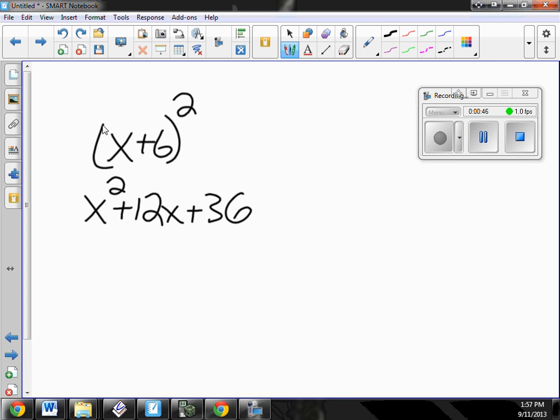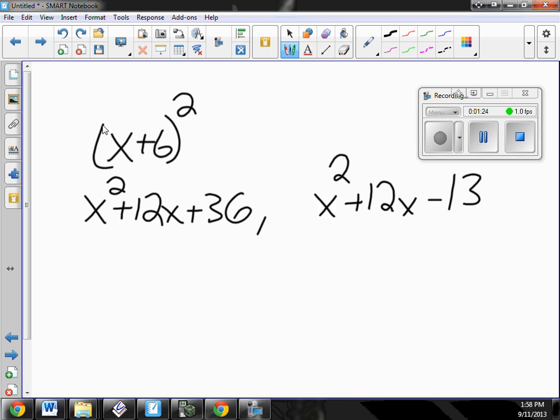So if I take 12 and cut it in half, and I square it, I'll get 36. And that happens every single time you have a perfect square. But what if we had something that was not quite a perfect square, not a perfect square at all? What if I had x squared plus 12x, but instead of 36, I had minus 13? That is not a perfect square. It doesn't fit the pattern. But we could turn it into a perfect square and use that to find the roots.